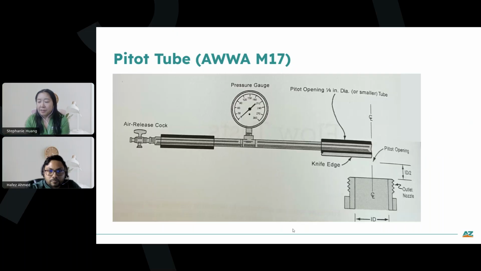This is an excerpt from AWWA M17 of a Pitot tube. This is connected to the nozzle of the fire hydrant. ID means inner diameter.